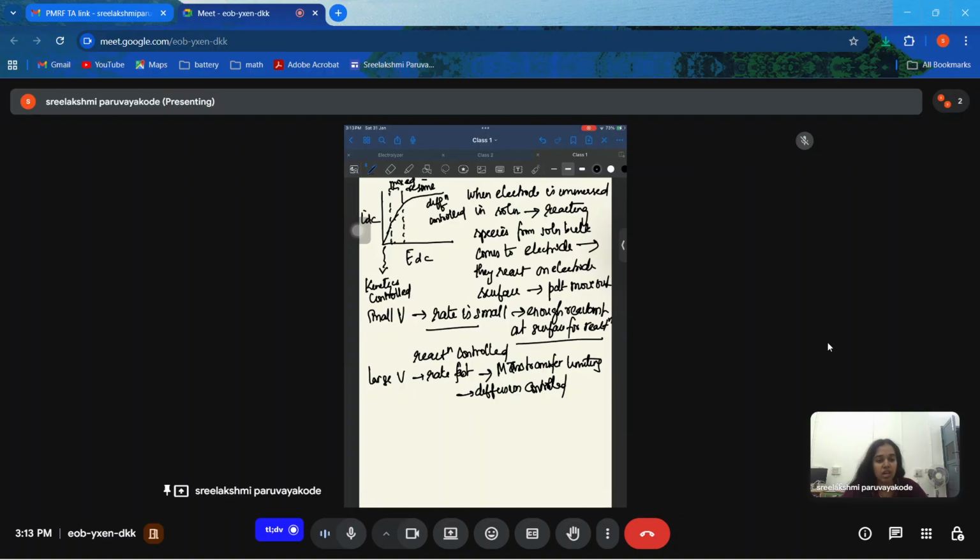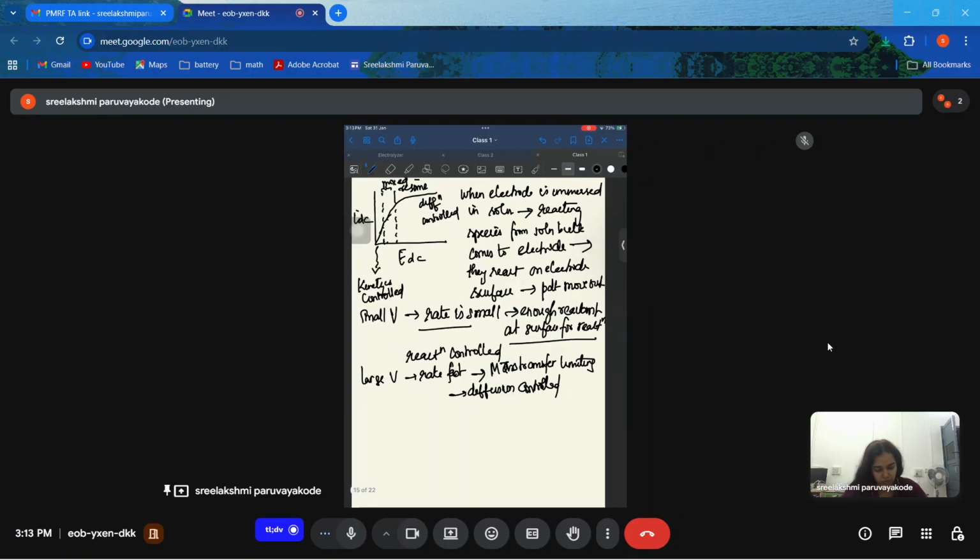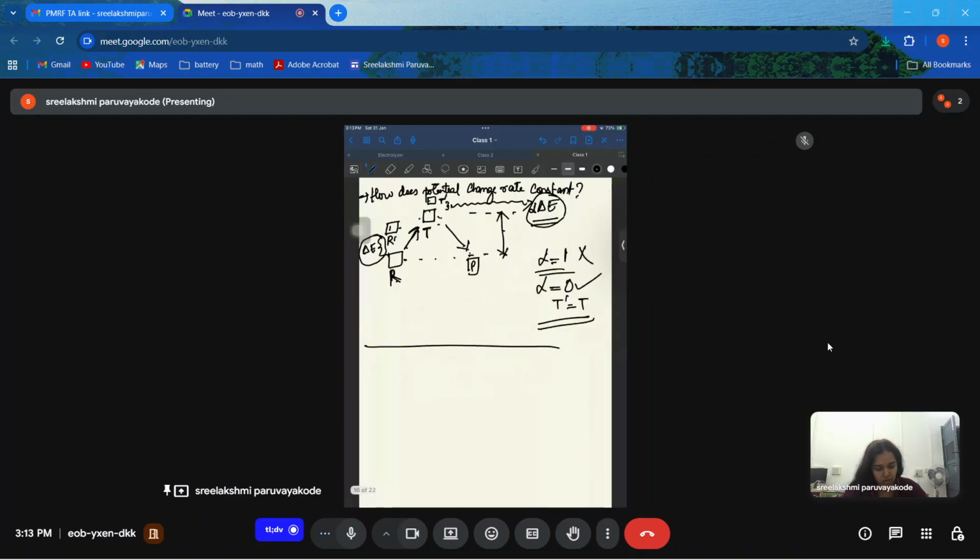But what if the rate of the reaction is very large because the potential we applied is very large? In this case, the reaction is conducted at a very high rate. The molecules might not be able to come to the electrode-electrolyte interface at the same rate and react. So there is a mass transfer limitation, or diffusion control. Yes, so those were the two cases we saw.